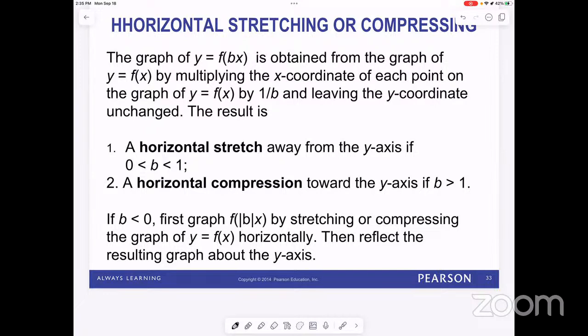Yeah, let's just go with that. So the graph of y equals f of b times x is obtained from the graph of y equals f of x by multiplying the x coordinate of each point on the graph by 1 over b and leaving the y coordinate unchanged. So the result is, we say it's a horizontal stretch away from the y-axis if that b is between 0 and 1. It's a horizontal compression towards the y-axis if b is larger than 1. And then if b is negative, it's done in a similar fashion like we did before, right? Okay.